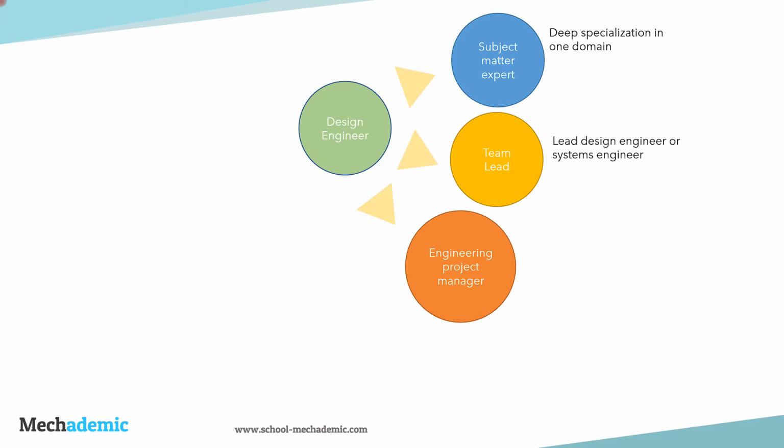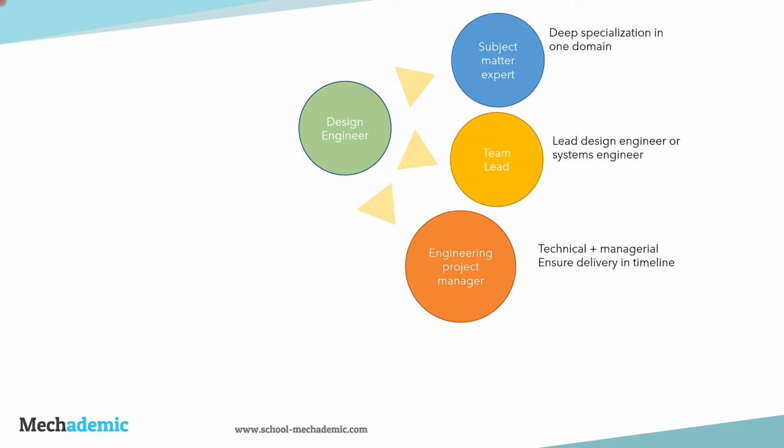Subject matter expert is mostly technical. Then engineering project manager is a technical plus managerial type of role. Along with having technical knowledge, you need to also manage teams and manage the project. The main deliverable for an engineering project manager is to ensure the quality delivery of the project within the timeline. That's generally the deliverable for engineering managers.